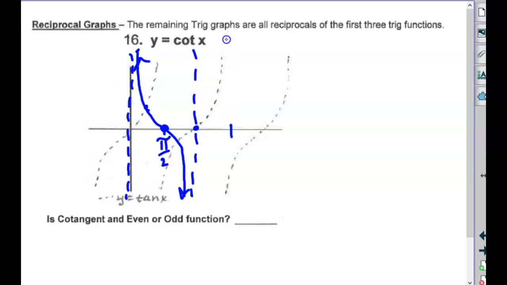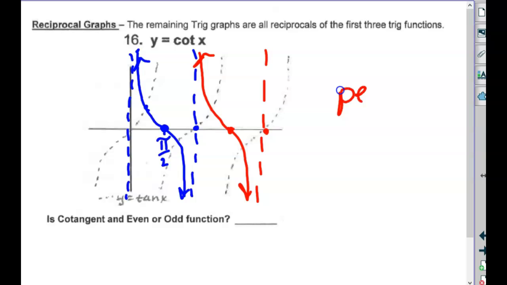So it's just the negative, but shifted. Yes. I did that wrong. That's not an asymptote. Where there was an asymptote, it will have a 0. Where there was a 0, it will now have an asymptote. Okay, so there's cotangent.